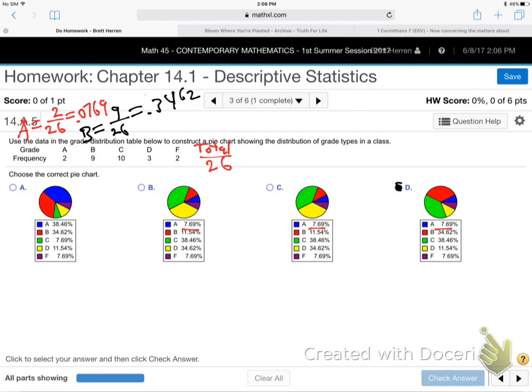Done. I thought I was going to have to do the angle degree thing, but I didn't have to do that. Just figure out percentages. You can tell which pie chart it is. Isn't that good? They're just putting the information into pie charts. That's all they're doing. This is the easier part of the next exam. All those words are what trick people.